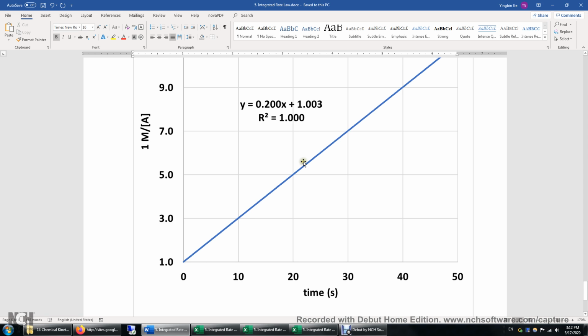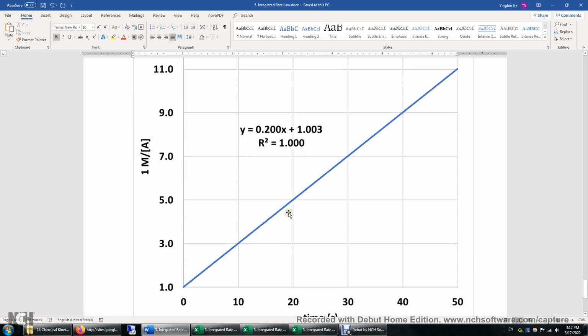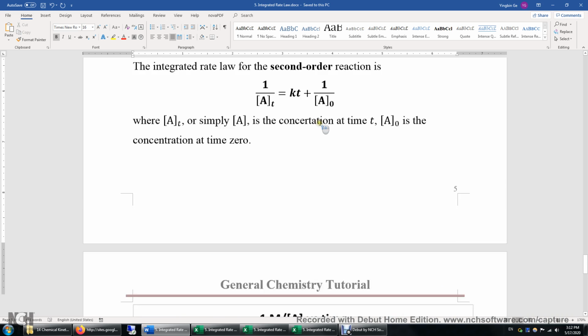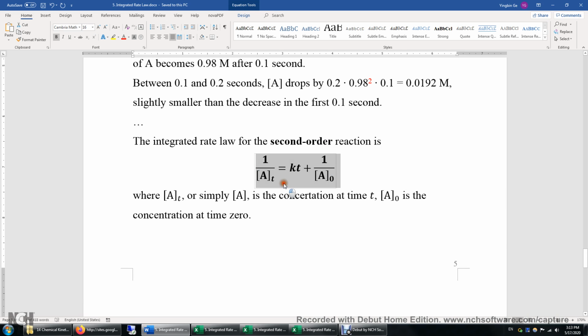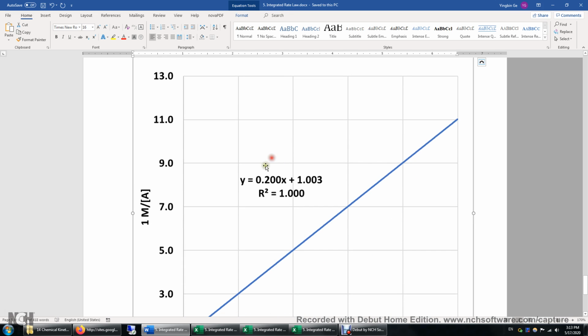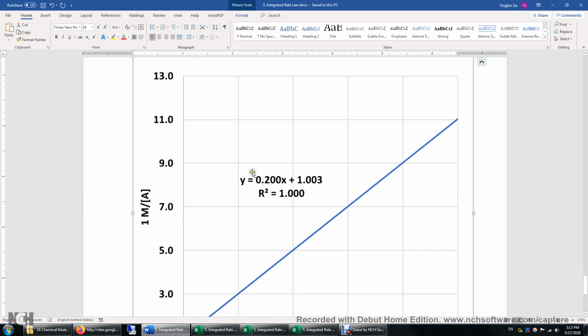And now you can see it's linear. If you look at this equation, this is the Y, time is your X. So what's the slope? The slope is K. What's the intercept? The intercept is 1 over A naught. So really, over here, you see this K here, 0.2, that's your K. And this 1 is the reciprocal of the initial concentration of A.